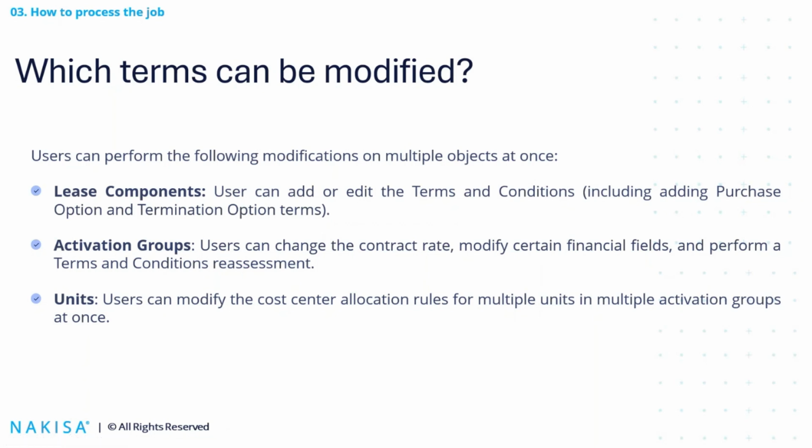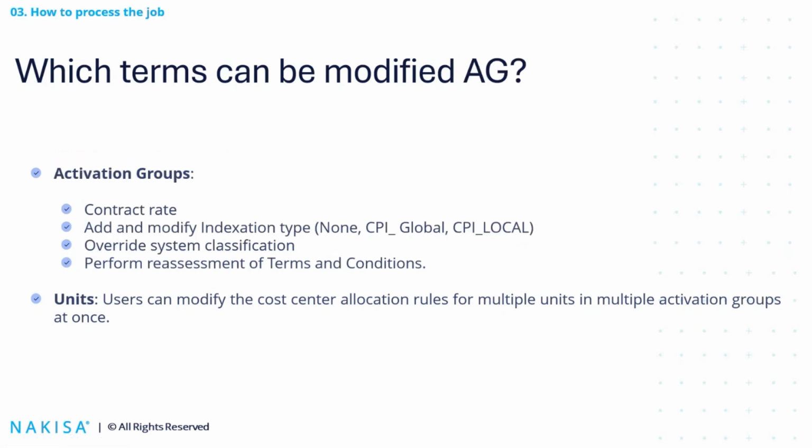reassessments of existing terms, as well as units where you can modify the cost center allocation for multiple units in multiple activation groups all at once. Drilling down on the activation group modifications, you also have the option of adding and modifying the indexation type, from changing none to CPI or vice versa. You have these three options that you can modify for your type of CPI indexation.